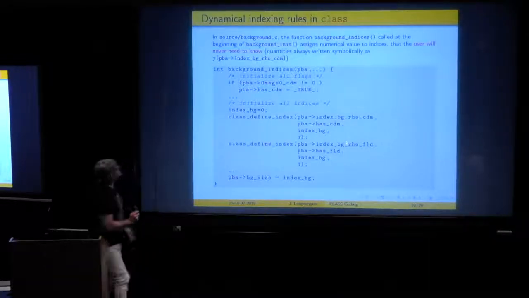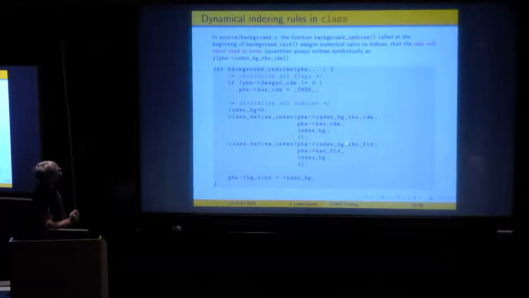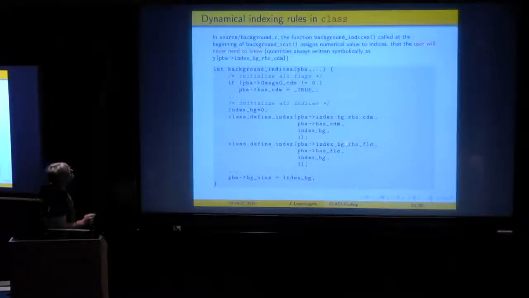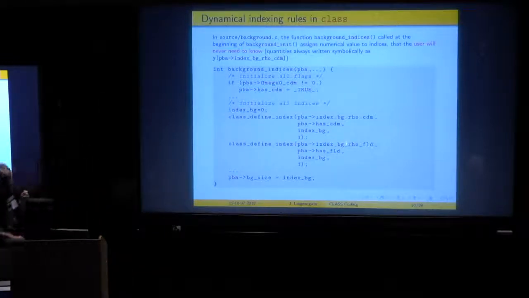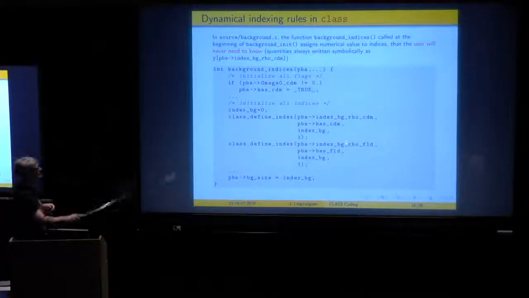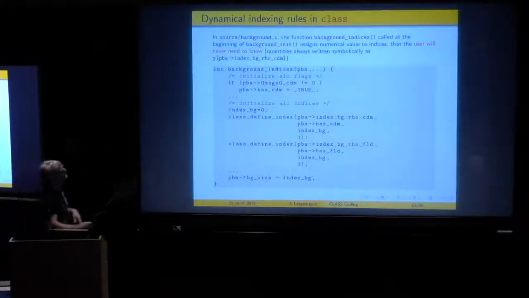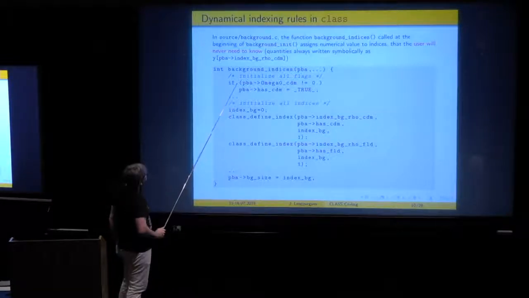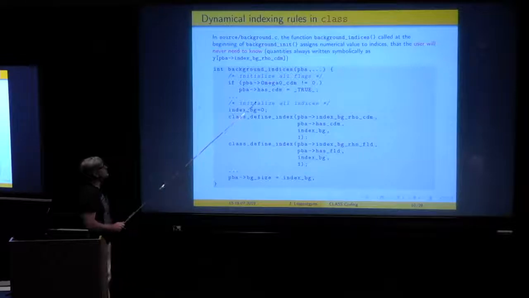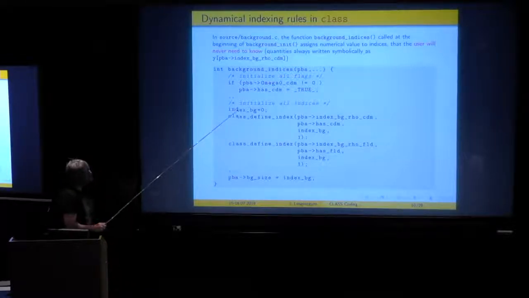Okay, so in background.c, you find an example of how all the indices are allocated dynamically. It's important to understand this because a big percentage of CLASS consists of this kind of declaration. First, we have a region which decides which physics is relevant or non-relevant for this run.